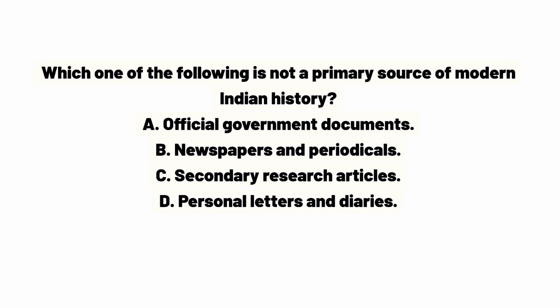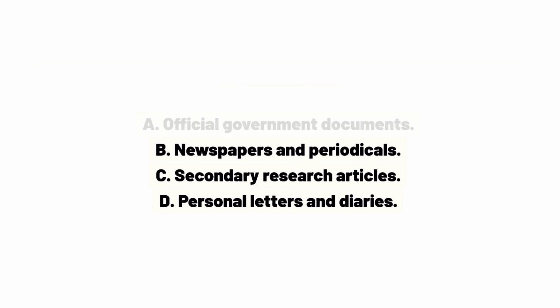Which one of the following is not a primary source of modern Indian history? A. Official government documents. B. Newspapers and periodicals. C. Secondary research articles. D. Personal letters and diaries. Answer: C. Secondary research articles.